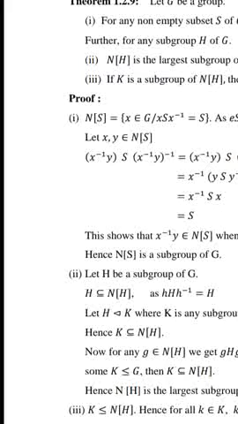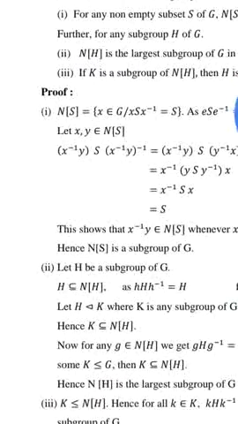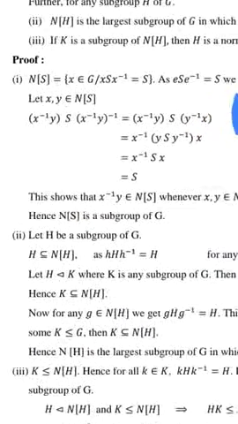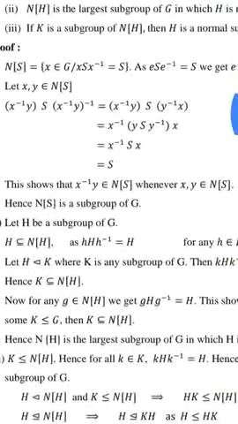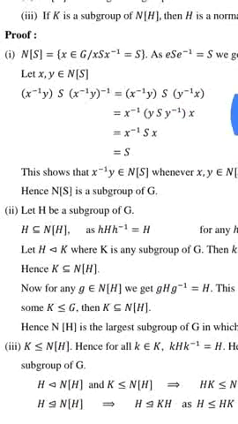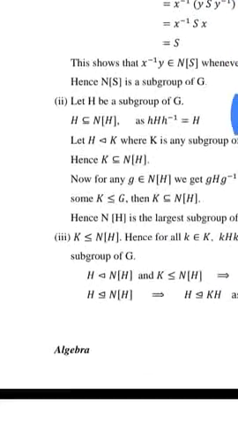Now, for the proof, N(S) is equal to the set of X belongs to G such that X S X inverse is equal to S. As E S E inverse is equal to S, we get E belongs to N(S). Let X, Y belong to N(S). Then X inverse Y S Y inverse X is equal to S. This shows that X inverse Y belongs to N(S), where X, Y belong to N(S). Therefore, N(S) is a subgroup of G.